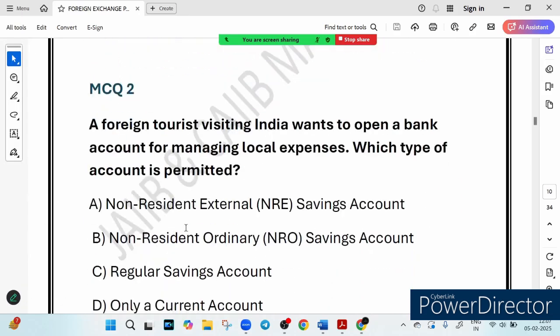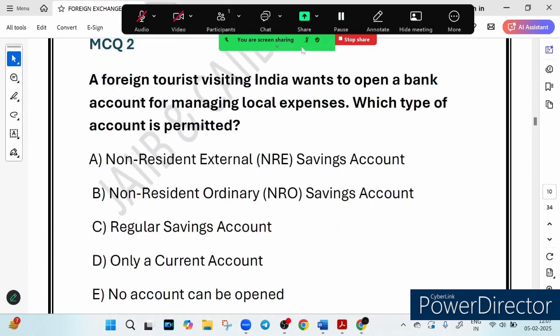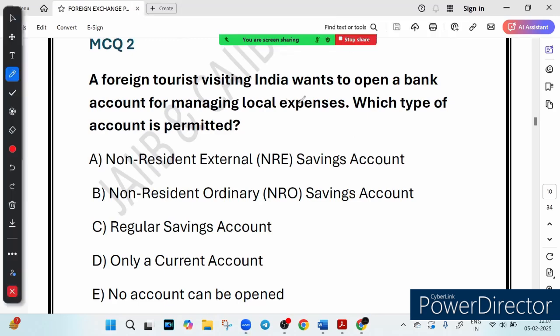Right? So the question is, a foreign tourist visiting India wants to open a bank account for managing local expenses. Which account is permitted? NRE savings account, NRO savings account, regular savings account, only a current account, or no account can be opened. So what is your answer? So the correct answer, let me show you the options.